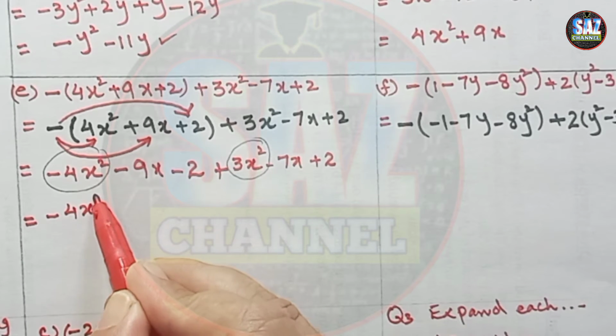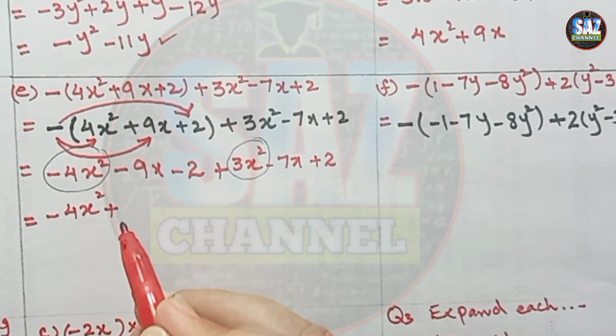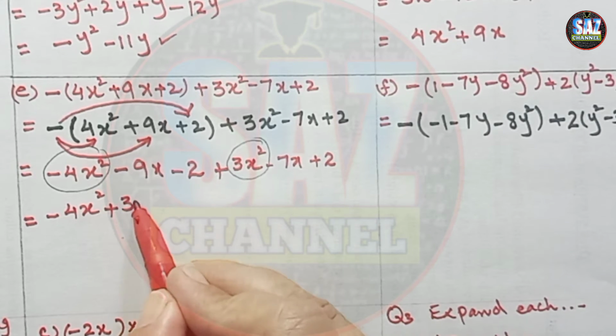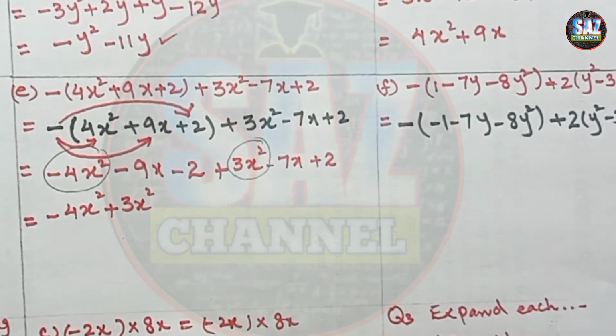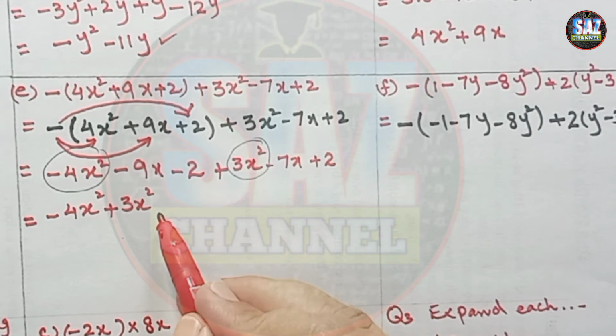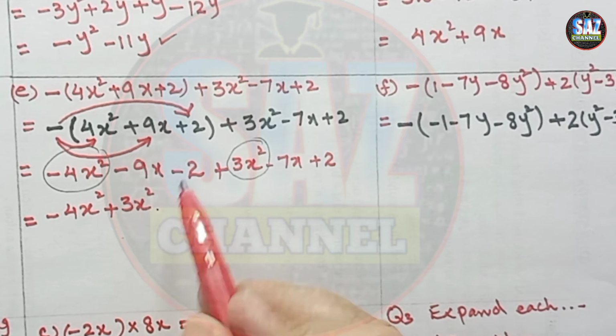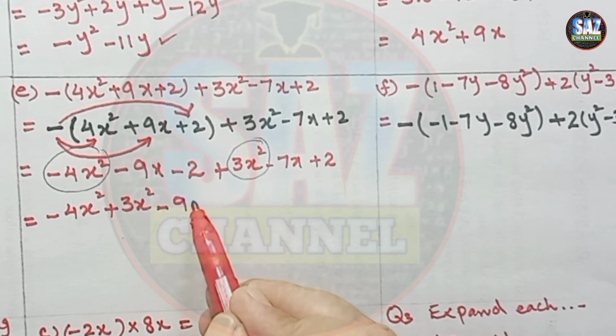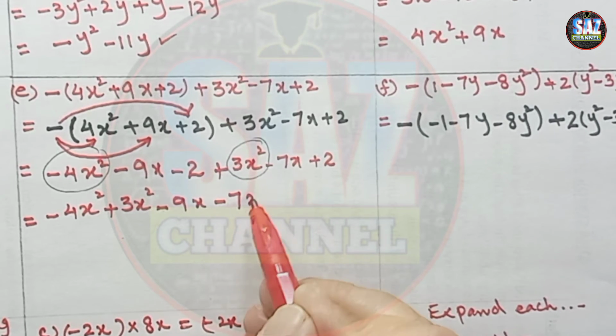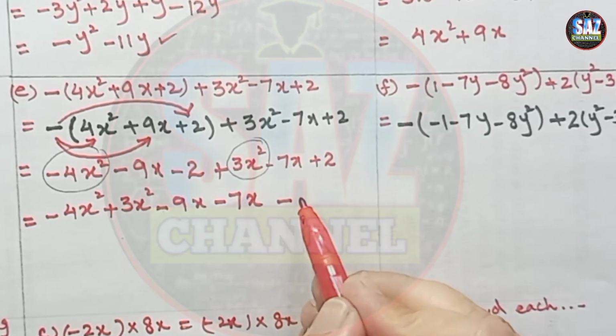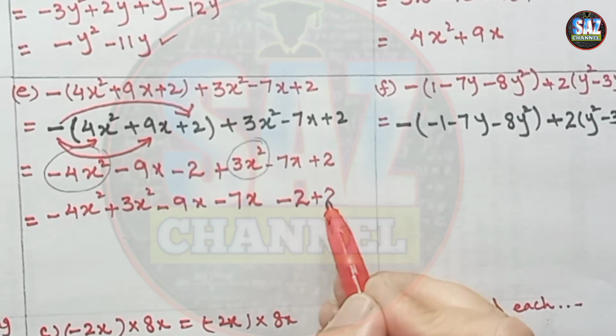I'm going really slow in these lessons because I'm making these lessons for my students who are joining this class for the first time. So these lessons are basically the foundation lessons for those students, so that they can understand this basic lesson easily. And then we have to write the x terms, minus 9x and minus 7x, and then I have the constants, minus 2 plus 2.